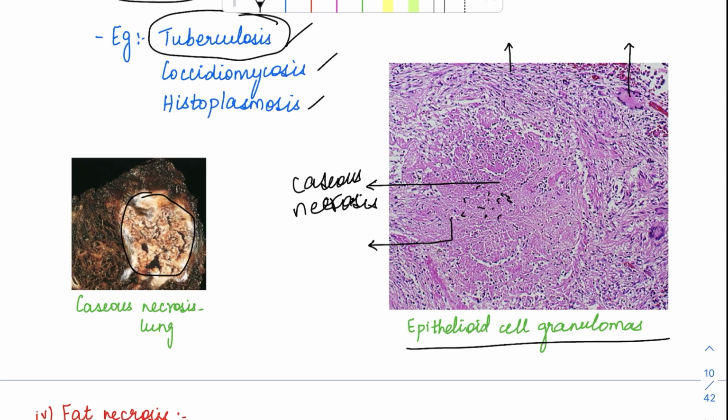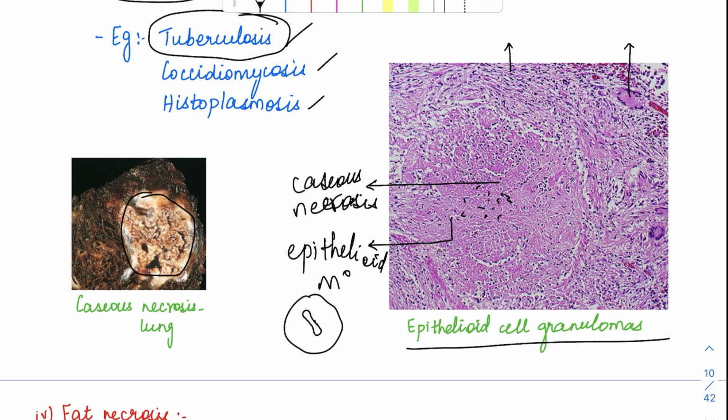It doesn't look like liquefactive necrosis, it doesn't look like coagulative necrosis. Okay, so it looks quite granular, and this is called caseous necrosis on microscopy. And surrounding that, you see the epithelioid macrophages. Epithelioid macrophages are nothing but modified macrophages which have a slipper shaped nucleus.